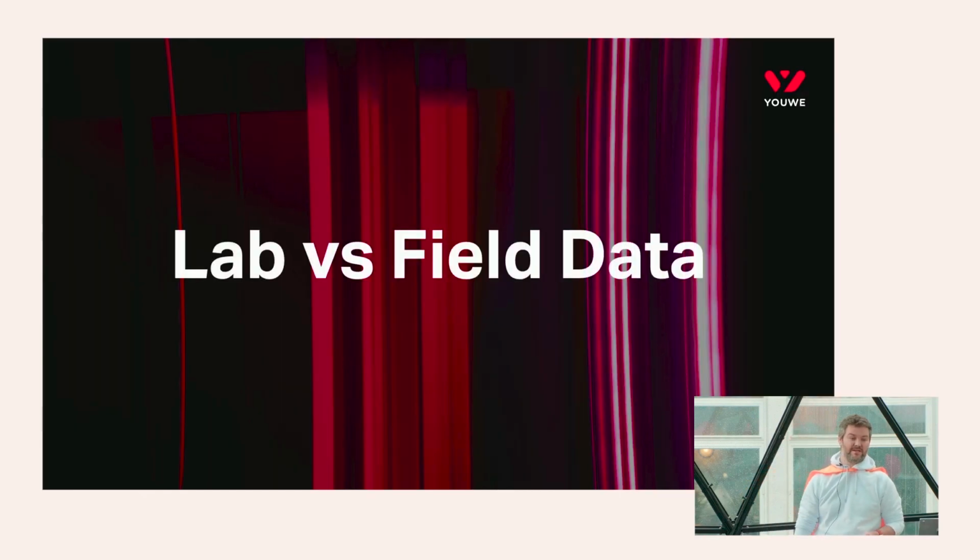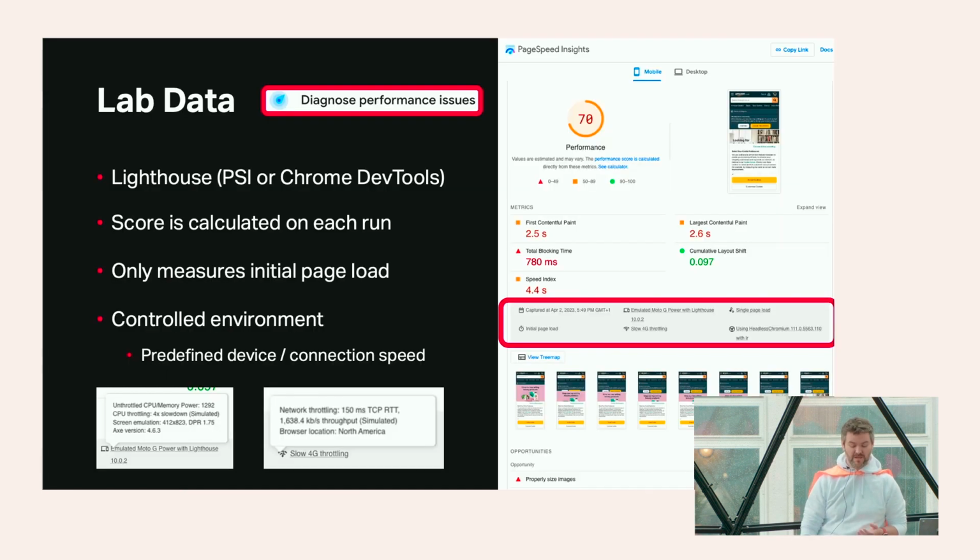That brings me on to the next section, which is lab and field data. So first off, lab data. This is what you get when you run a Lighthouse test in PageSpeed Insights or in your DevTools. You get a score on each run, and it only measures the initial page load. But the key thing I want to point out is it's in a controlled environment. So predefined device and connection speed, and the speed is a slow 4G.